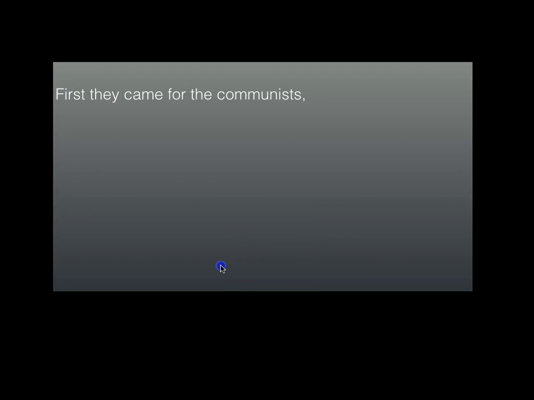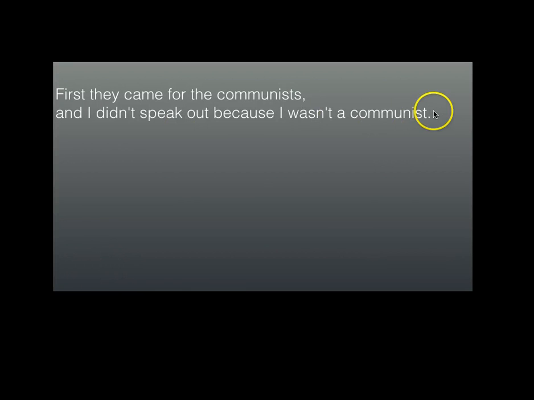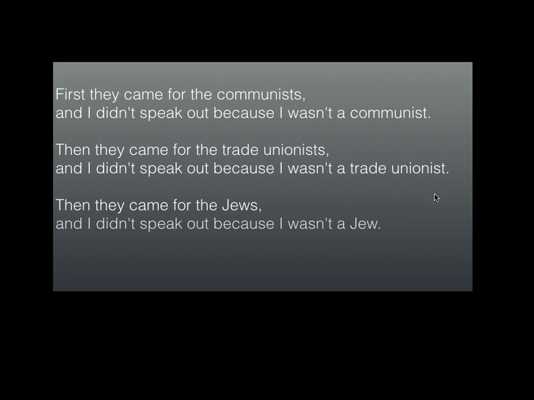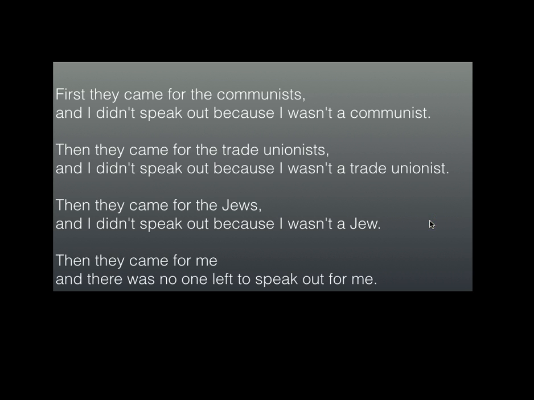First they came for the communists, and I didn't speak out because I wasn't a communist. Then they came for the trade unionists, and I didn't speak out because I wasn't a trade unionist. Then they came for the Jews, and I didn't speak out because I wasn't a Jew. Then they came for me, and there was no one left to speak out for me.